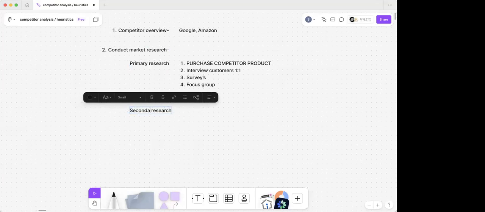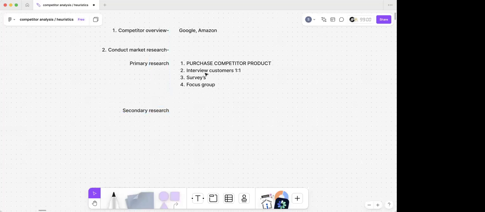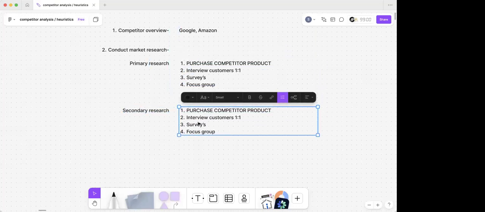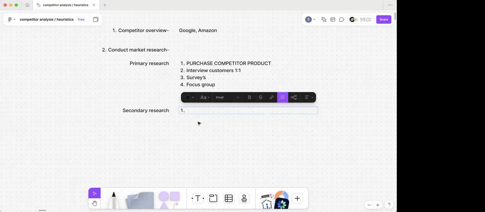Then let's understand a secondary way of doing market research. The first point in doing secondary market research is you can check out your competition's websites. Whether it is a website or, if the competition has an application, you can review that as well.